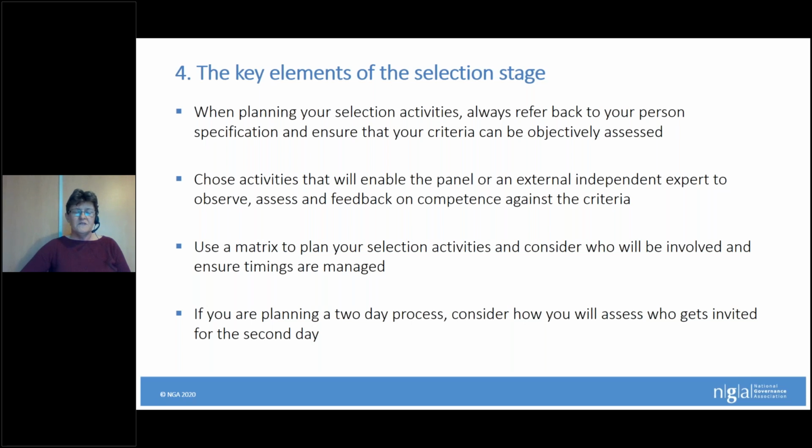Planning the selection activities is critical, and we always recommend using a matrix with the candidate, the time, and all the activities carefully planned out. When you're doing a one, two, or even three day process, in the case of a multi-academy CEO, the timings need to be managed really carefully. Also, if you are doing a two or three day process, you really need to consider how and at what point you will decide who is assessed to go through to the next stage of the process.